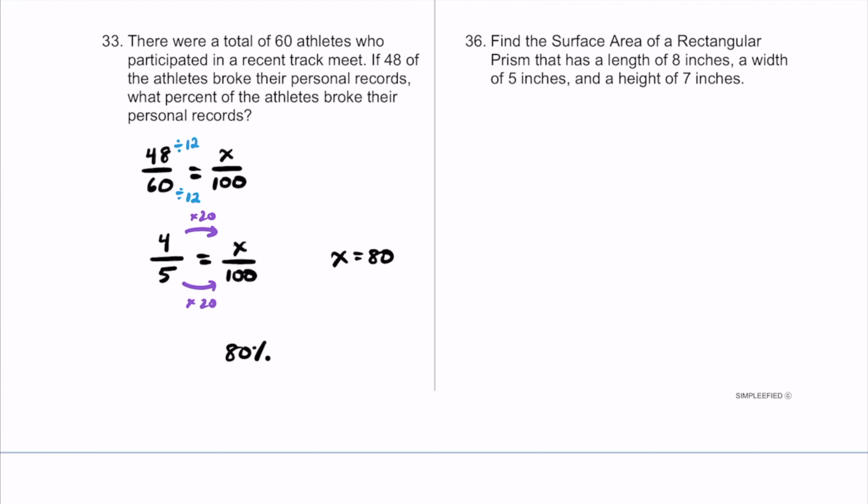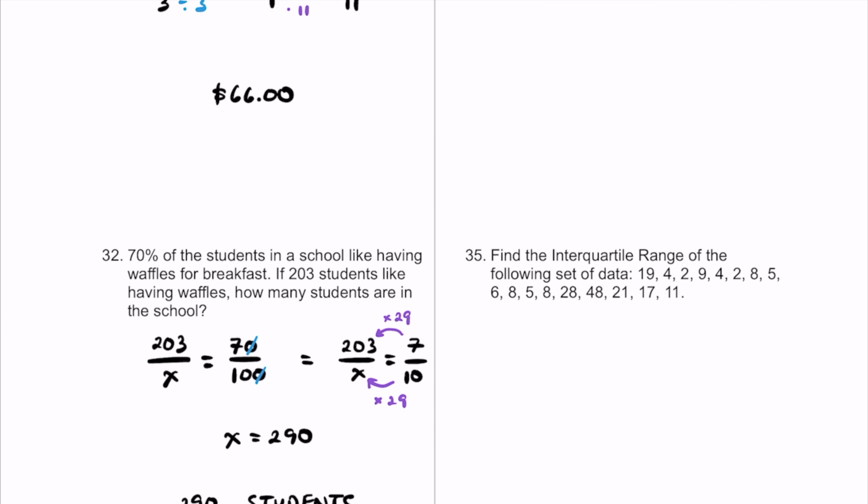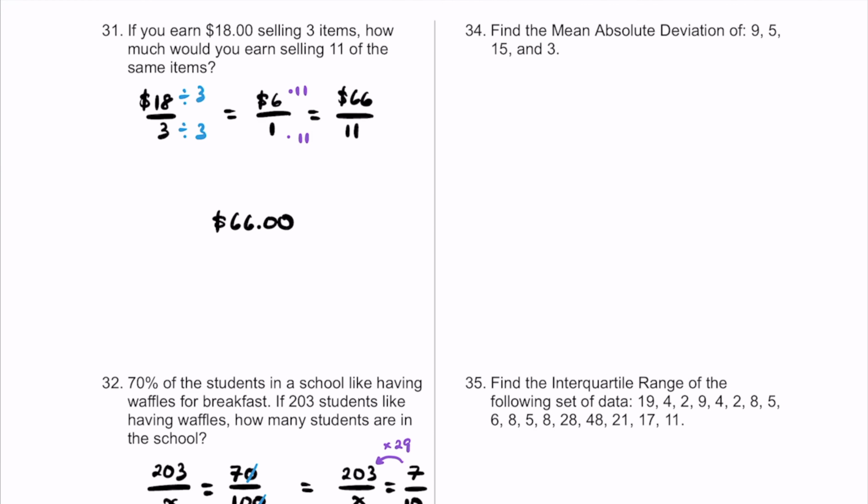personal records. Here's 34. For 34, let's go ahead and find the mean absolute deviation of 9, 5, 15, and 3. So to find the mean absolute deviation, we're going to start by finding the mean or the average. So 9 plus 5 plus 15 plus 3. We have to go ahead and add them up and find their sum and divide by 4.